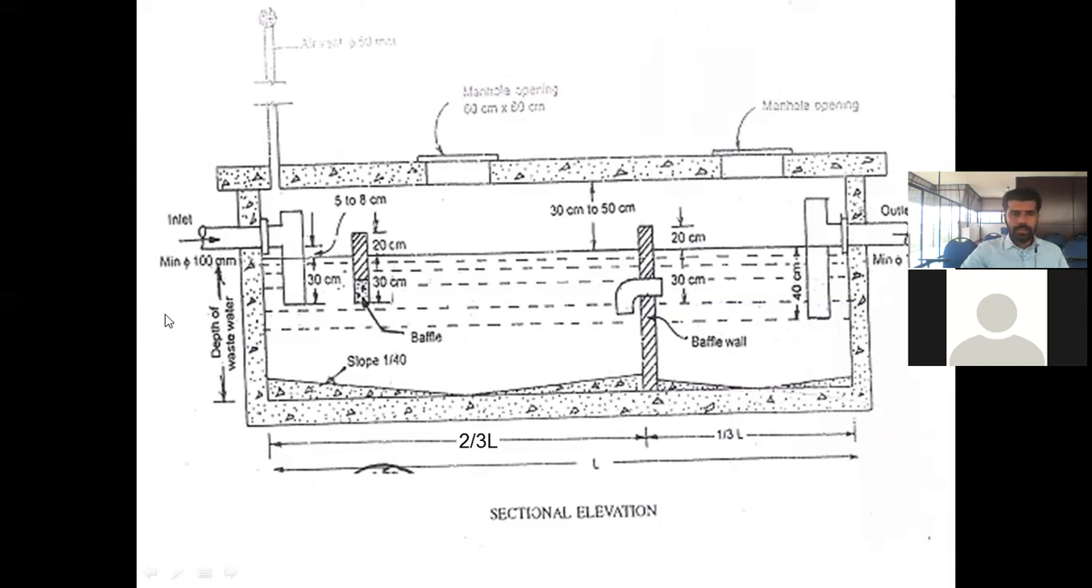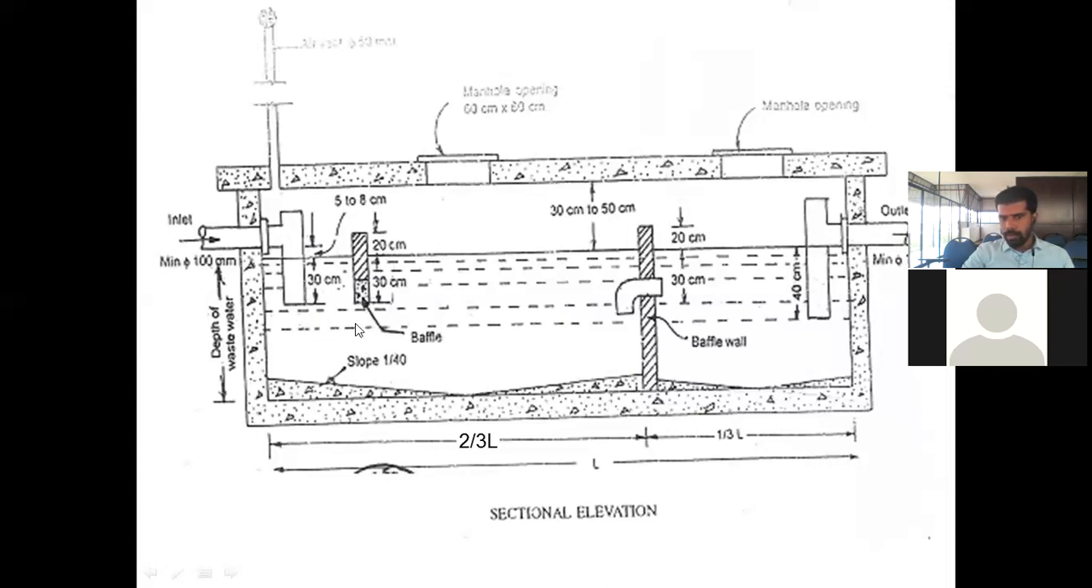So you just see here, this is the inlet. Minimum it should be 100 mm. This is the depth of the wastewater. This is the height of the septic tank. And minimum 100 mm is the diameter. This is the inlet pipe. Through this pipe the waste will be settled here. This is the baffle wall, and this much will be space. This much will be space only.